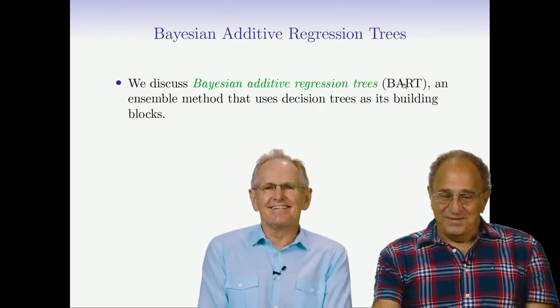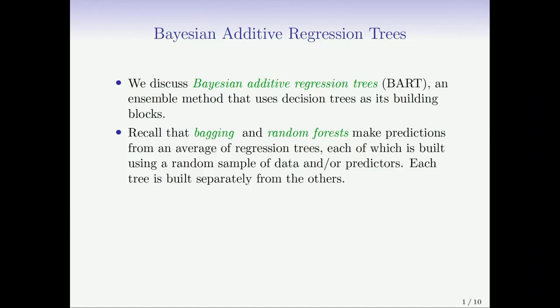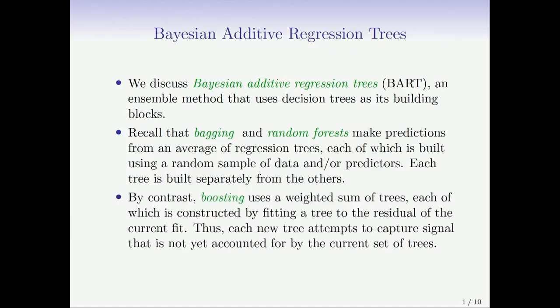BART. Okay. So we're going to discuss Bayesian Additive Regression Trees, or BART, an ensemble method that uses decision trees as its building blocks. Now, we've talked about 2 or 3 other methods already for using decision trees in supervised learning. Bagging and random forest, for example, make predictions from an average of regression trees. Each one is built up using a random sample of data. So we either sample the data as a bootstrap sample or we sample the features, right? And each one's built up separately and they're averaged at the end.